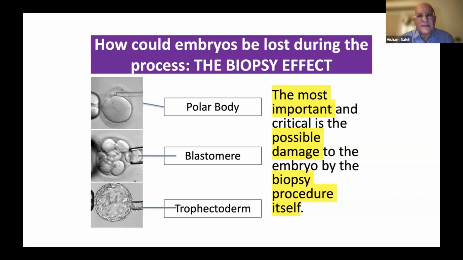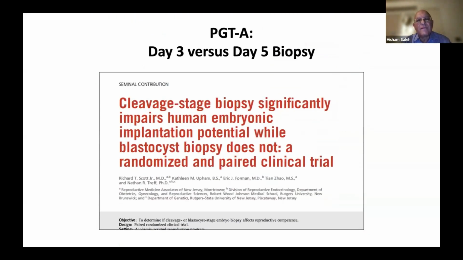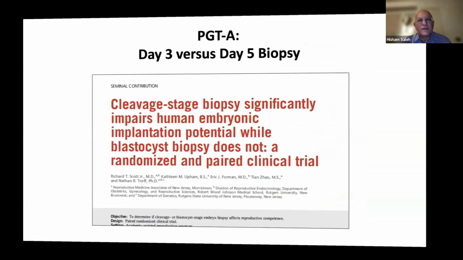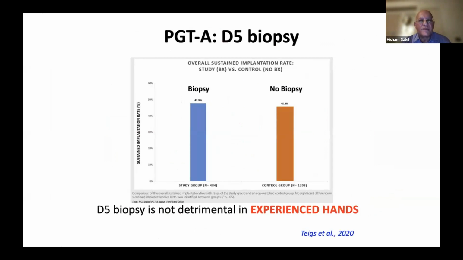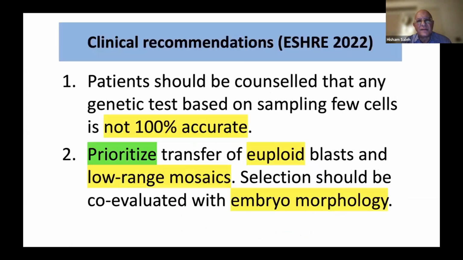Another very important problem is the effect of the biopsy. Of course, the biopsy on day 5 is much better than day 3, and day 3 biopsy should be abandoned because it compromises the implantation rate. And in experienced hands, the biopsy on day 5 will not affect the embryo, but only in experienced hands. Because clinics with low experience have some losses, 30% loss and damage to the embryo, they will not be able to demonstrate any benefit if PGT-A is done in younger patients.